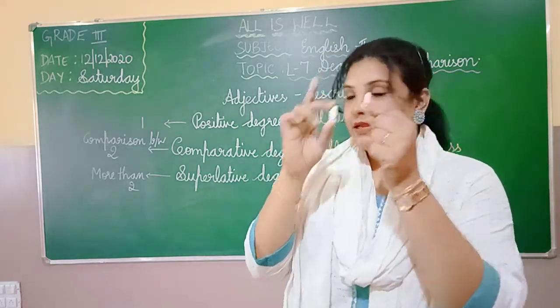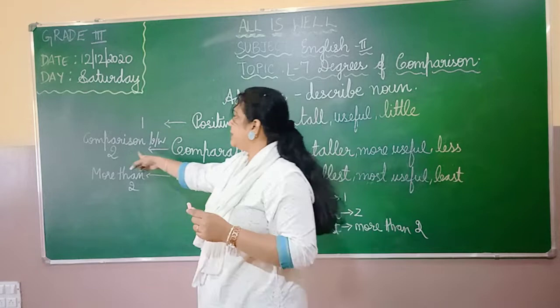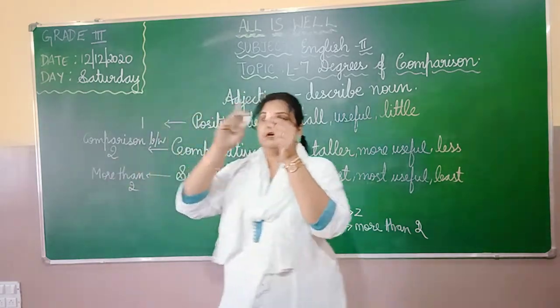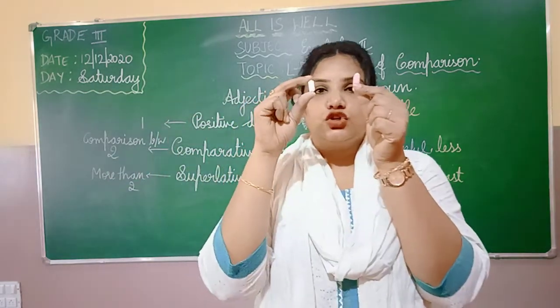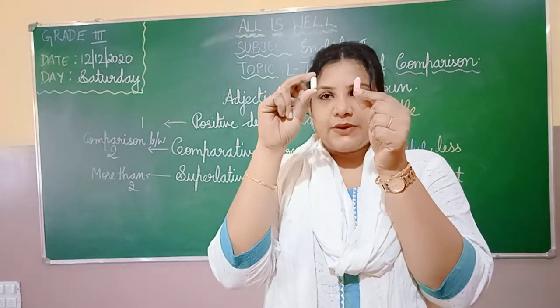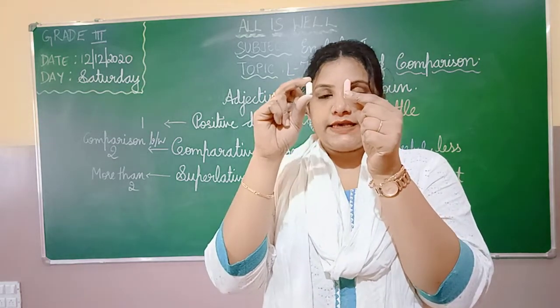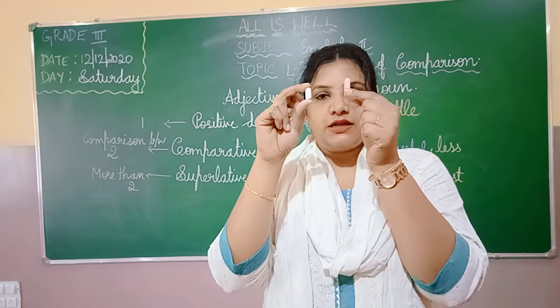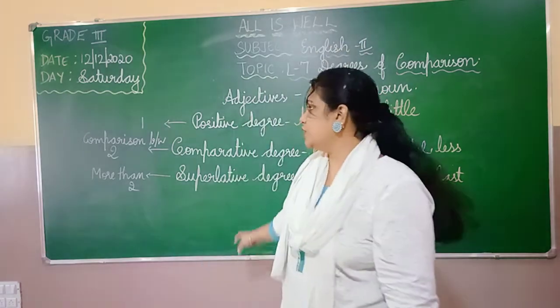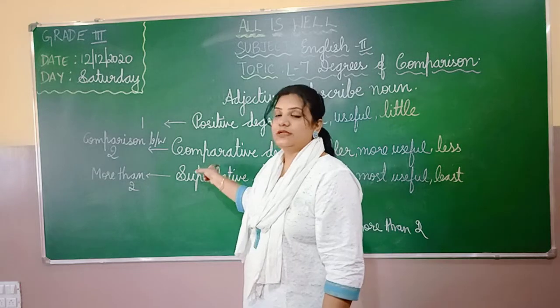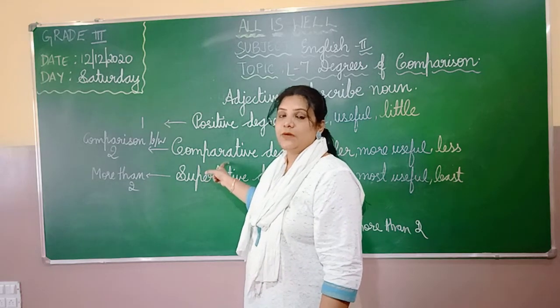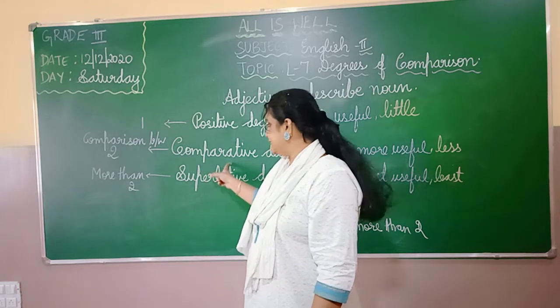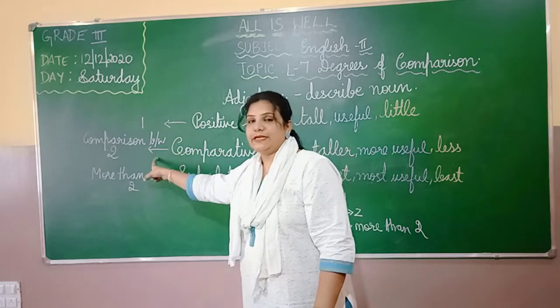Now, I am comparing between two things now. Two chalks. So, what will I say now? I will say white chalk is smaller than pink chalk. Right? White is smaller than pink. So, smaller, what is it called? It is called your comparative degree, because I am comparing between two things.